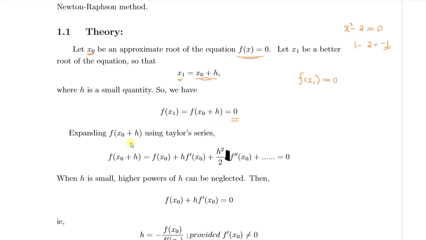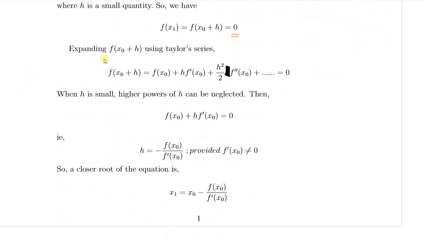Now, we can expand this using Taylor series. The form of the function is f of x0 plus h, and the value of h is very small. The Taylor series expansion is f of x0 plus h is equal to f of x0, the value of the function at x0, plus h into f dash of x0, plus h squared by 2 into f double dash of x0, plus h cubed by 3 into f triple dash of x0, etc. So that is equal to 0.